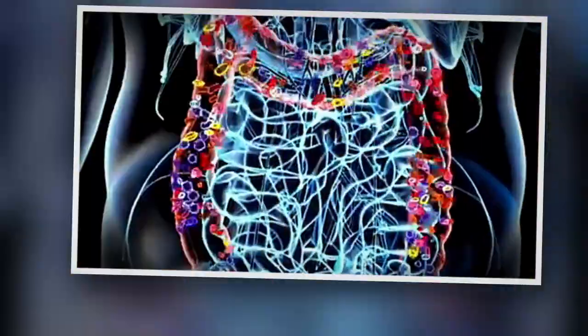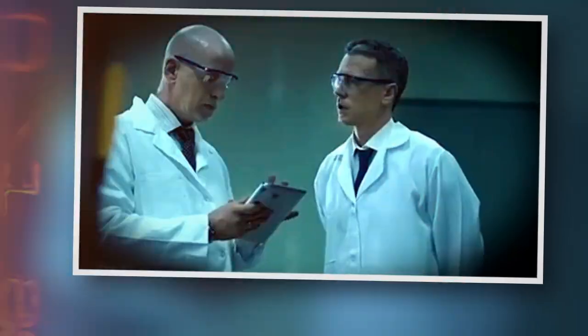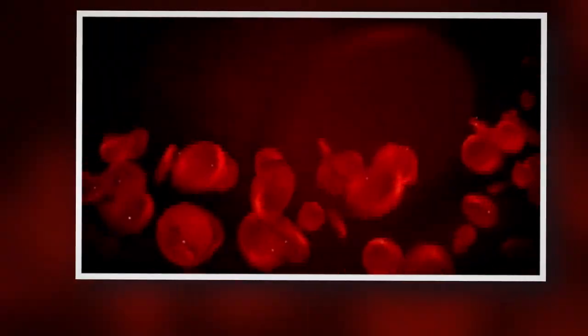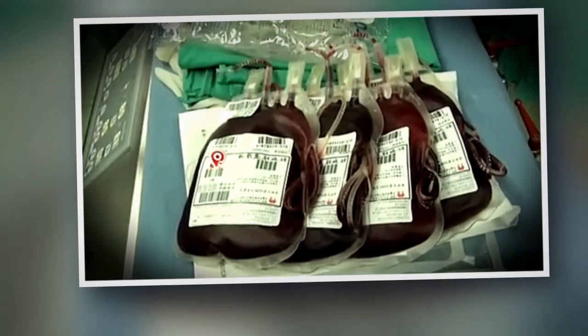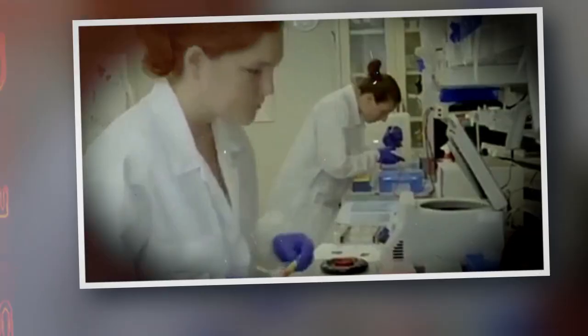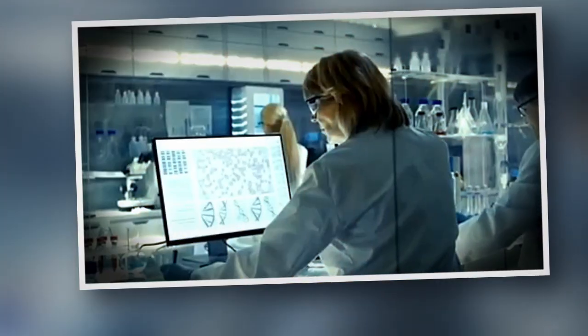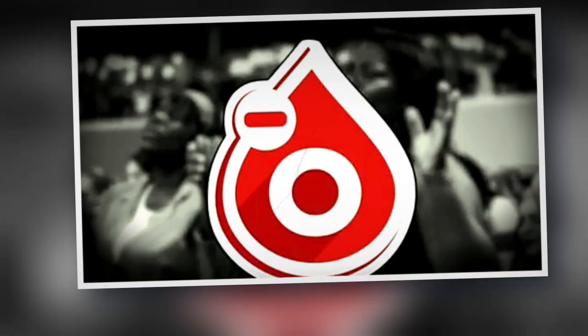AI-driven population genetics models now suggest that type O's success was partly due to random chance, but also heavily influenced by natural selection. In simple terms, being type O made you more likely to survive certain epidemics. So the trait kept getting passed on. And geography plays a huge role as well.